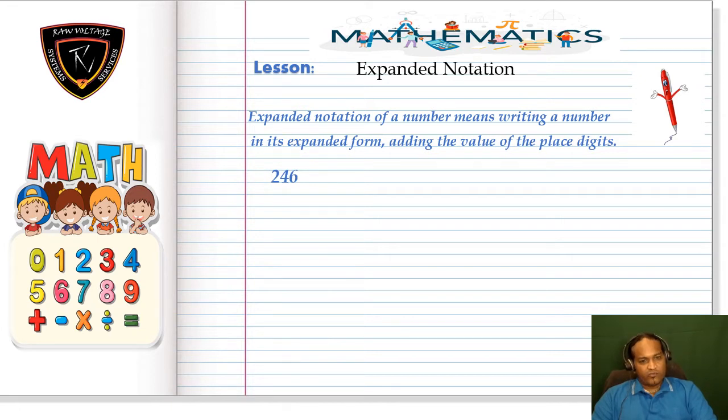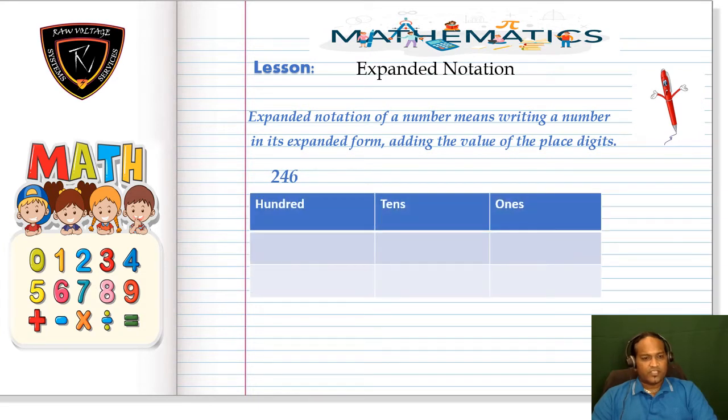So for example, if we have the number 246, remember our place value chart. We have our place value chart here, right? And remember the value of each digit. The 6 is 6 ones, it goes in the ones place. The 4 is 4 tens, it goes in the tens place. And the 2 is 2 hundreds, it goes in the hundreds place.